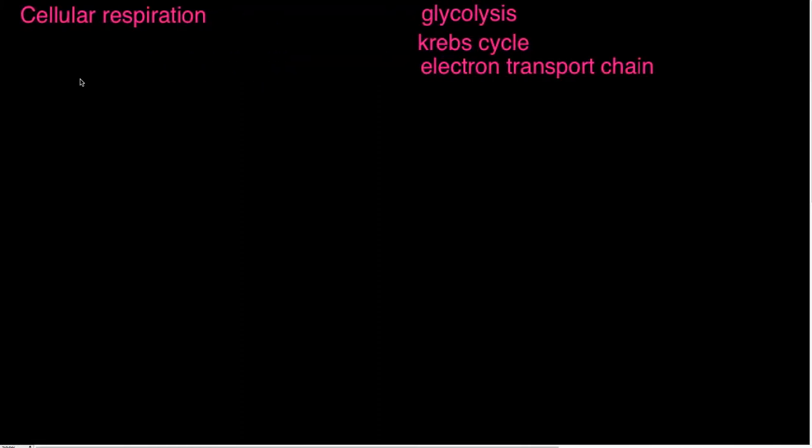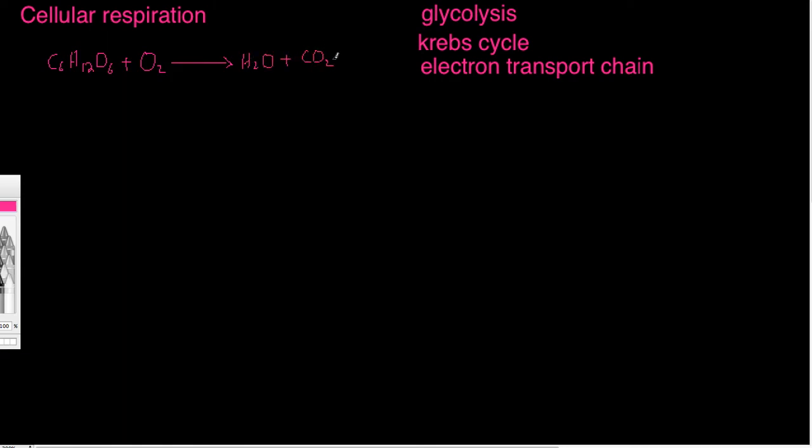As I mentioned before, cellular respiration is a process in which glucose is broken down. Let me write that down. So you have glucose and you have oxygen. In the presence of oxygen, it is broken down into water, carbon dioxide, and energy. So this is basically the equation for the cellular respiration process.